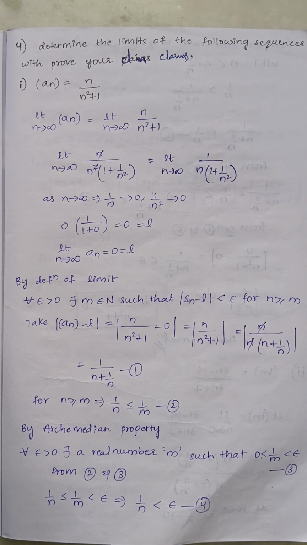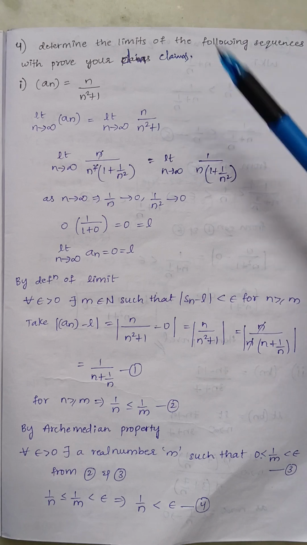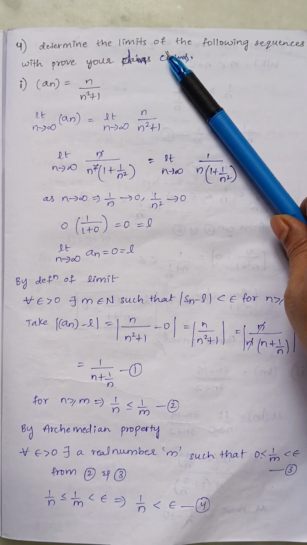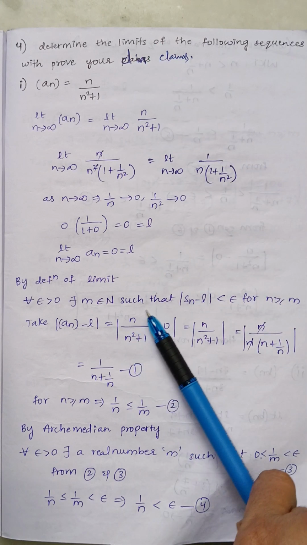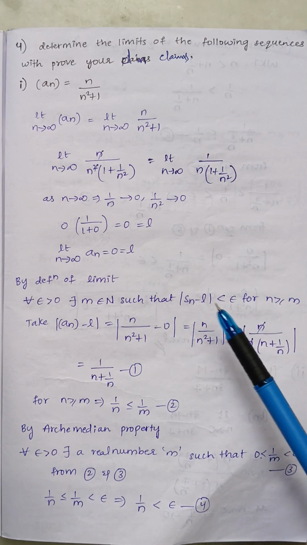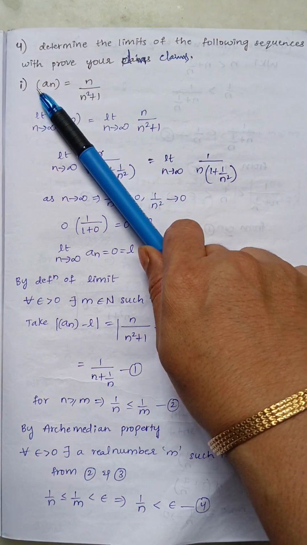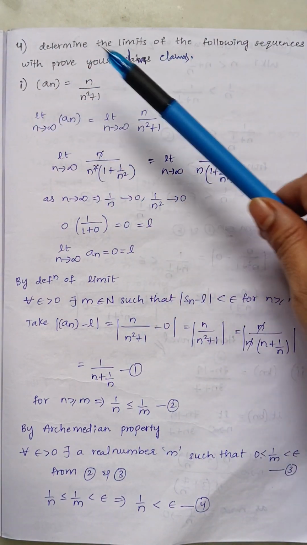Hello students, today we will discuss limit of sequences with proofs. It is asking: determine the limit of the following sequences and prove your claims. That means by definition we also need to prove the limit value. For that, we first need to find the actual limit value.